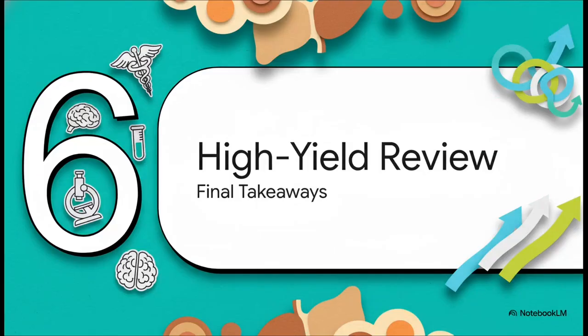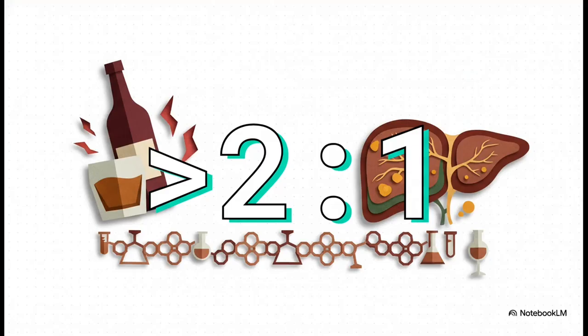All right, that was a ton of info. Let's boil it all down. Quick, rapid-fire review of the absolute must-know high-yield facts for your exams and for the wards. That classic lab signature, AST to ALT ratio greater than 2 to 1. Burn it into your brain.